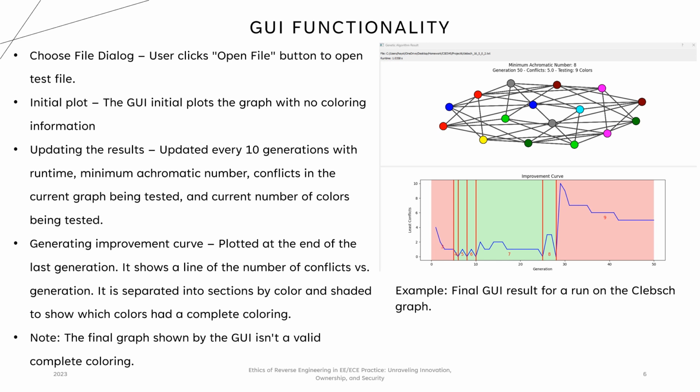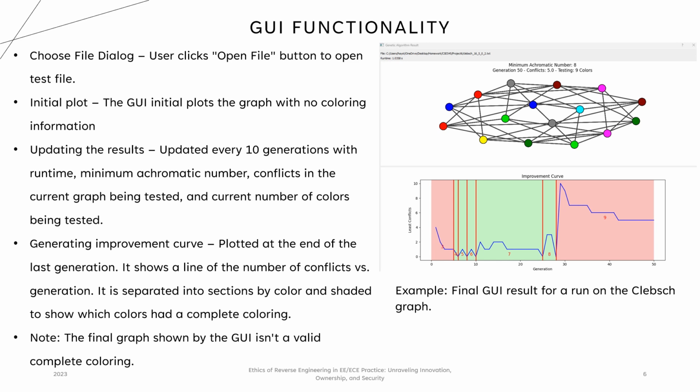After that, the results are updated every 10 generations, with the update including runtime, minimum achromatic number, and if a complete coloring has been found. If one has not been found, that is labeled as NA. It also shows the number of conflicts in the current graph for that generation and the number of colors. And then at the end of the last generation, the improvement curve is plotted, and you can see that in the example on the right at the bottom. It's a plot of the number of conflicts in the current graph versus the generation.